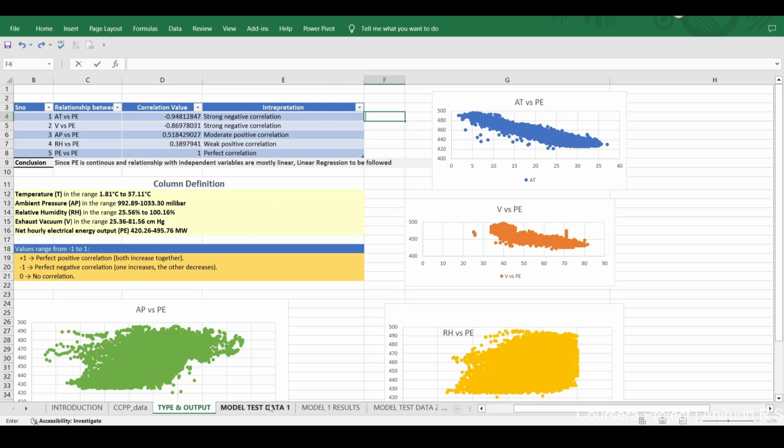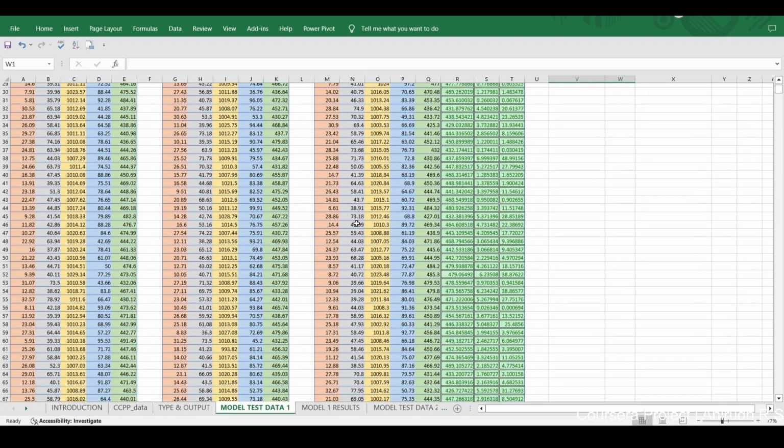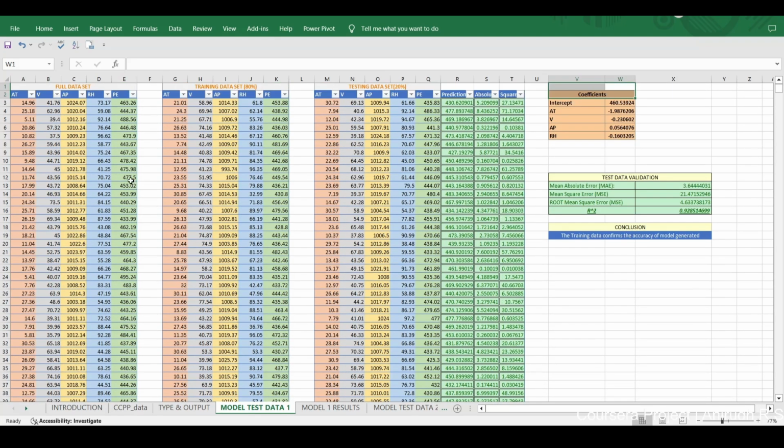So moving on, let us look into the model and test data. So let me take you through the approach that I've followed. Here on the left side, we have the full data set. Here I have the training data set, which has been randomized and picked up with 80% of the data set used as training data, and then 20% of the data set used as testing data. So I'll get to these coefficients in a bit.